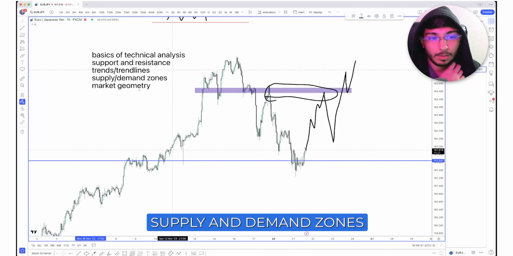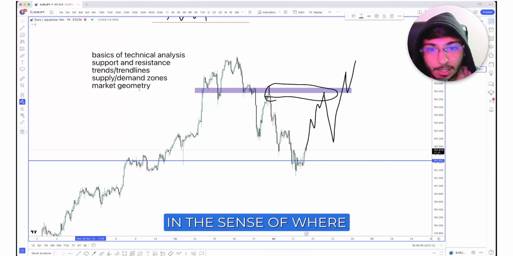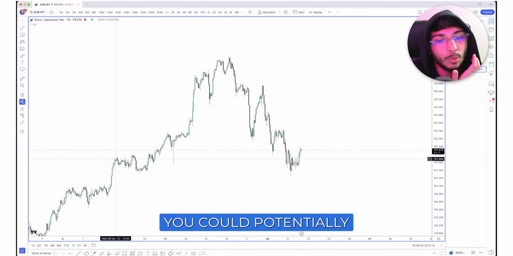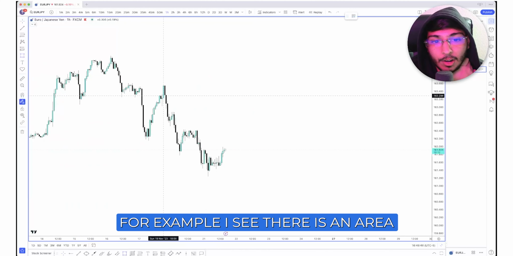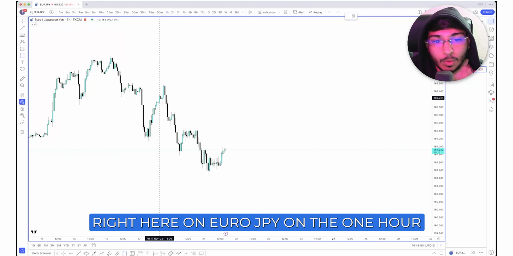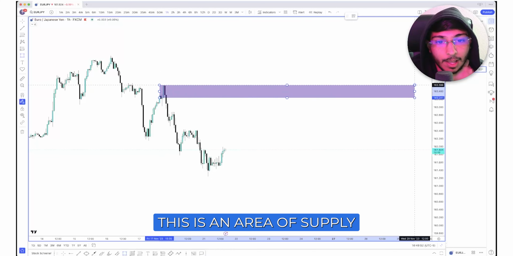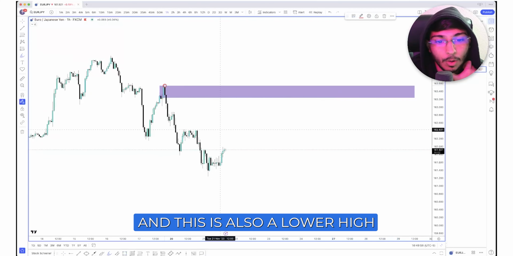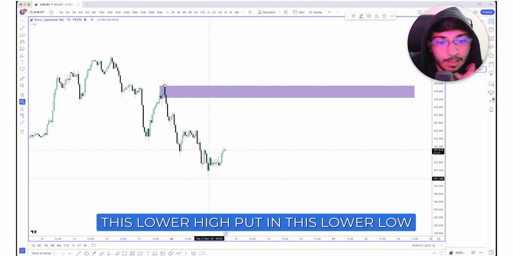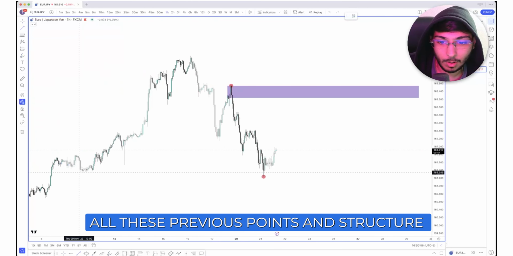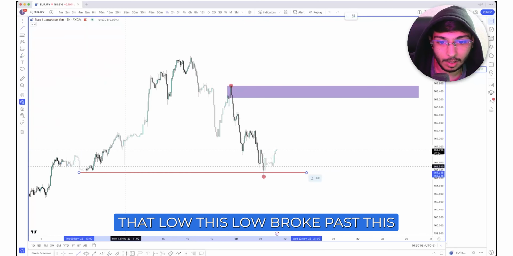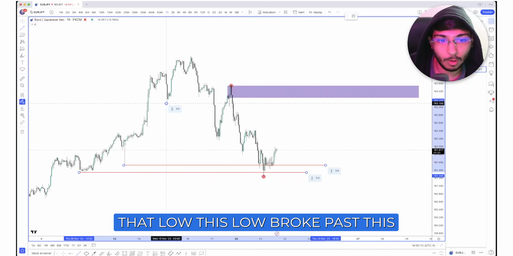Supply and demand zones. Supply and demand zones are really big in the sense of where you could potentially see price retracing to. For example, I see there is an area right here on Euro JPY on the 1 hour. This is an area of supply, and this is also a lower high. What happened with this lower high? This lower high put in this lower low. This lower low broke past all these previous points in structure.